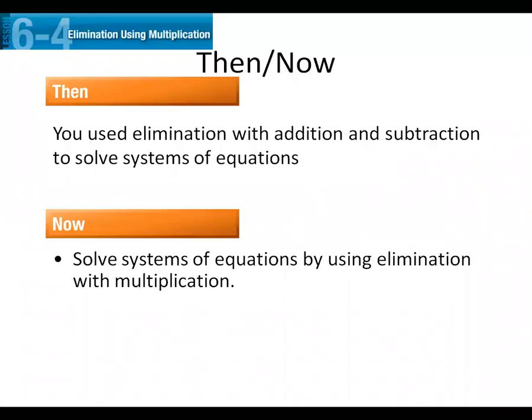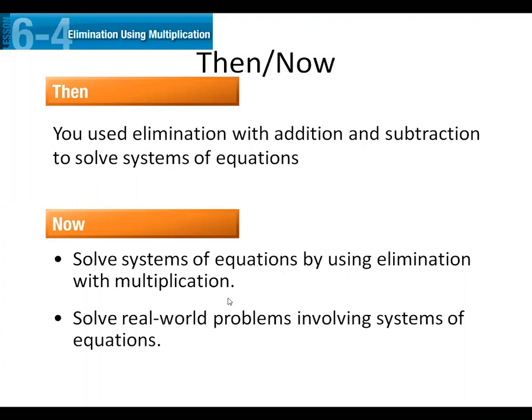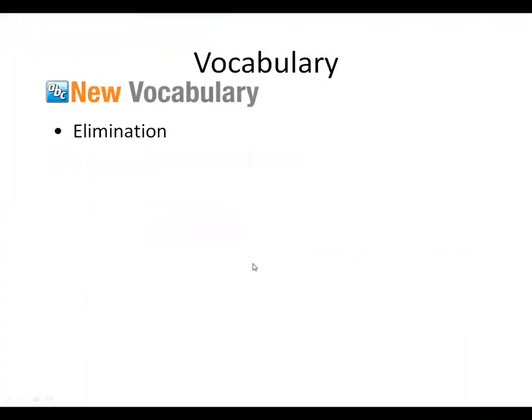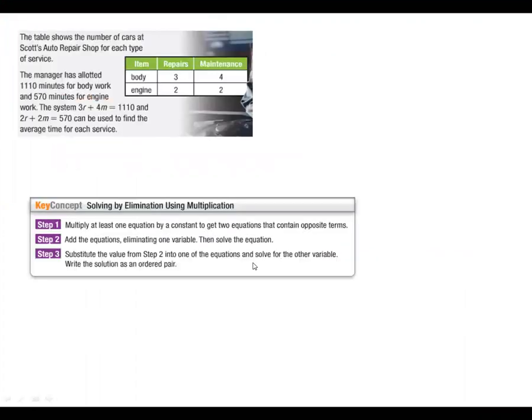All right, section 6.4 now. We're going to talk about elimination using multiplication. So previously we did elimination with addition and subtraction to solve systems, and now we're going to use elimination with multiplication to solve systems and also look at some examples of how systems can be applied to solve real world problems. And that's our vocab for today.